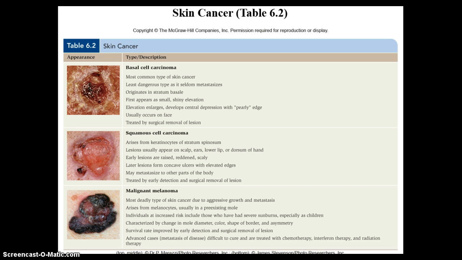Some risk factors of skin cancer are particular skin type, amount of sun exposure, age, family history of skin cancer, as well as immune system strength.